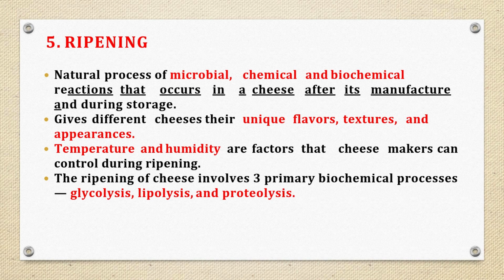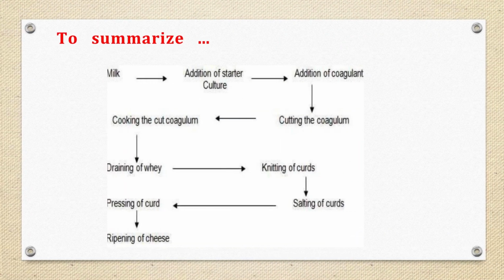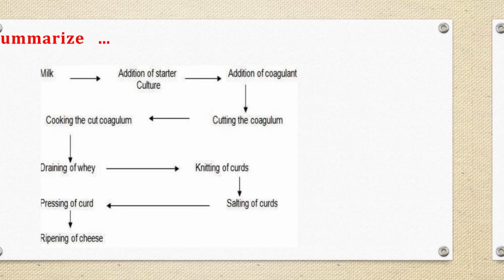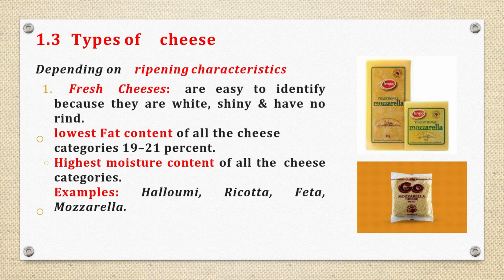The ripening of cheese primarily involves three biochemical processes: glycolysis, which deals with sugars; lipolysis, which deals with fats; and proteolysis, which deals with proteins. So to summarize the cheese production process, we have milk treatment, then coagulation, followed by syneresis, then shaping and salting, and finally ripening. Now that we understand the process, let's categorize the wonderful results.